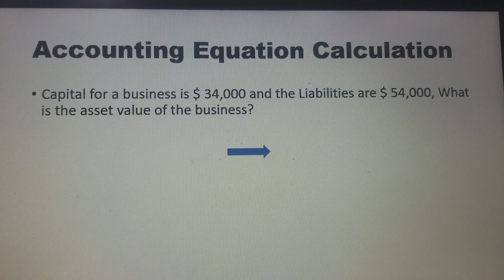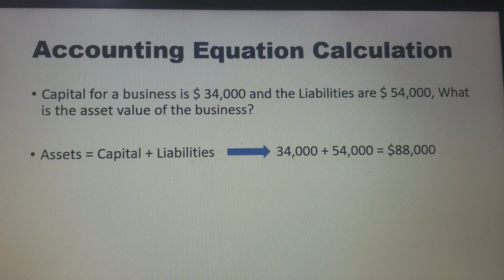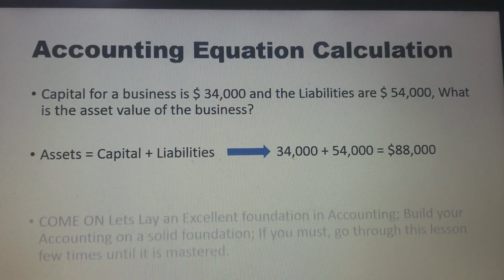Let's look at one more example. Capital for the business is $34,000, and the liability is $54,000. What is the asset value of the business? Let's go to the accounting equation. Asset is equal to capital plus liability. Therefore, we know the capital and we know the liability. So when we add them, the sum of it should be the total asset, which is 34,000 plus the 54,000 will give us 88,000.